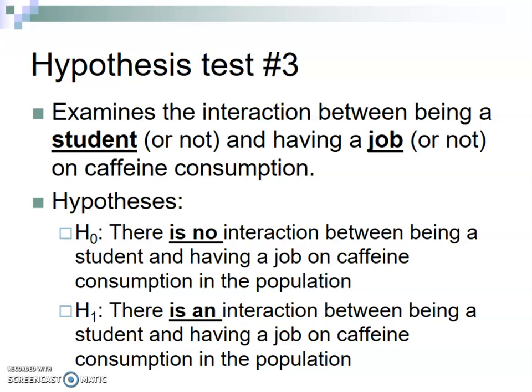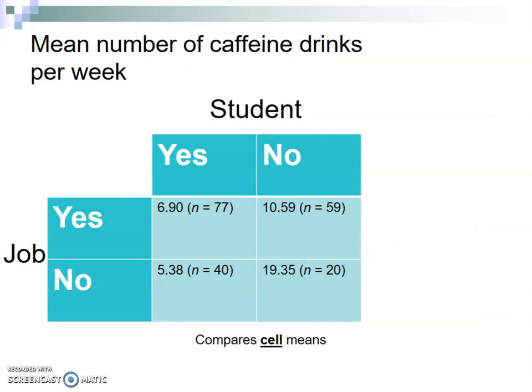So let's look back at our data, and specifically this table that we constructed that represented all of the means that we are interested in. The last two hypothesis tests use only the marginal means, which were the means that we had calculated out here in the margins, representing the overall mean for students and non-students, and then people with jobs, people without jobs. We only were comparing all those marginal means up to this point.